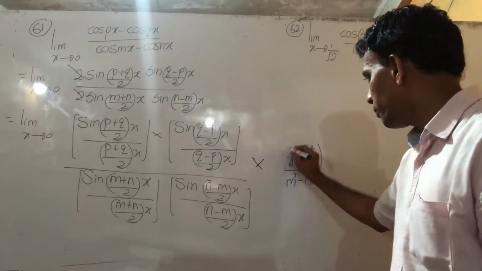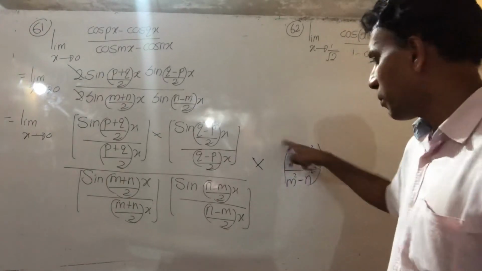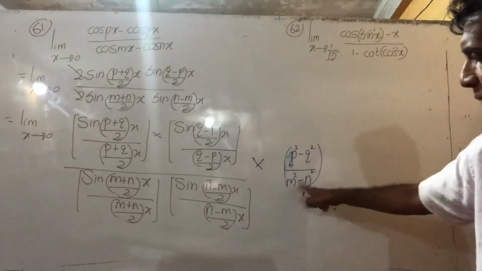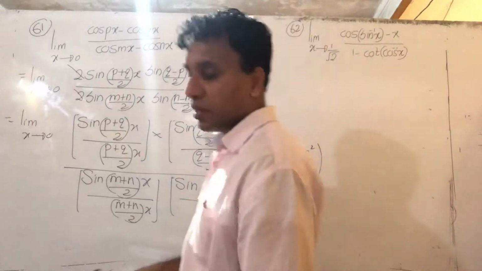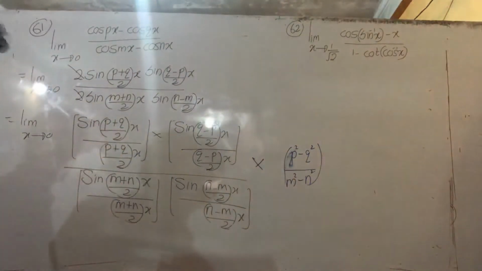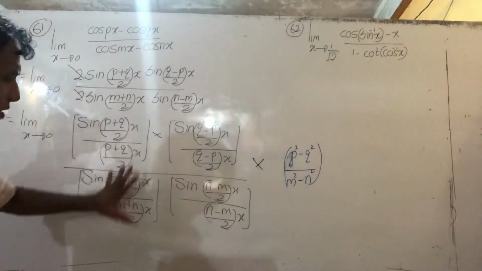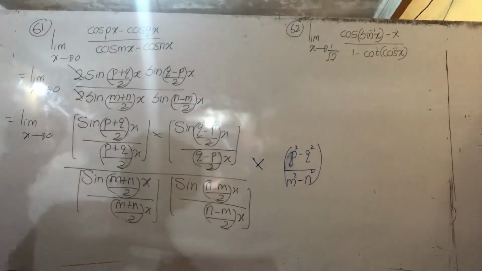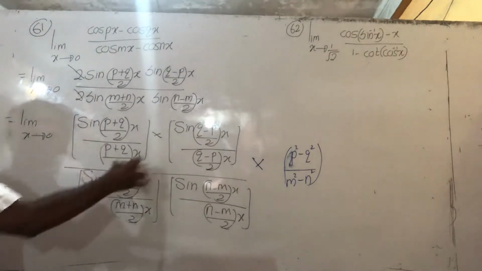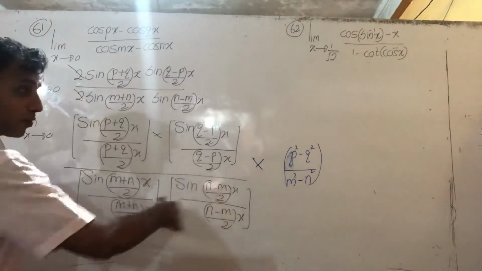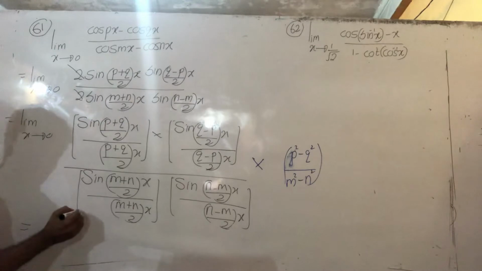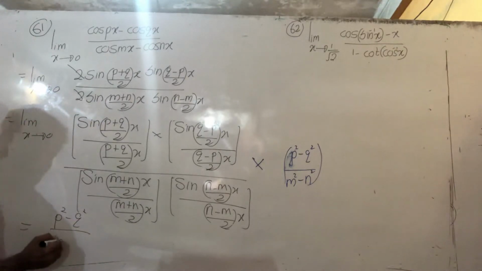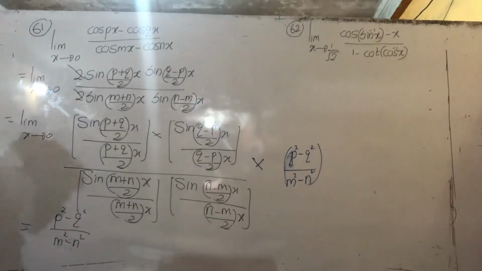Check, will you? Then these two cancel with the additional part. Here m minus n and m plus n cancel. The additional part is to be multiplied, right? Therefore, the answer: this is 1, this is 1, this is 1, that is 1. Sin theta over theta is 1, all 1, right? Therefore, the answer is p square minus q square over m square minus n square. That's the final answer for that.